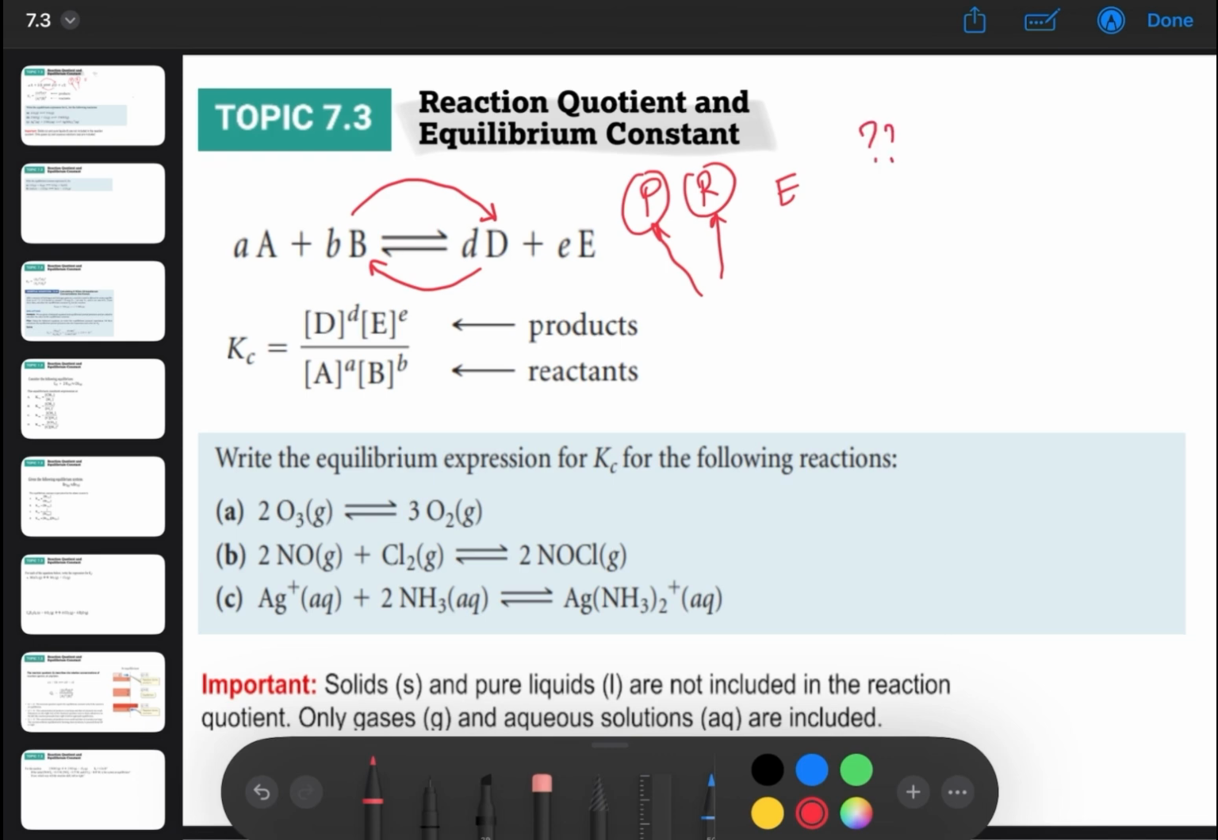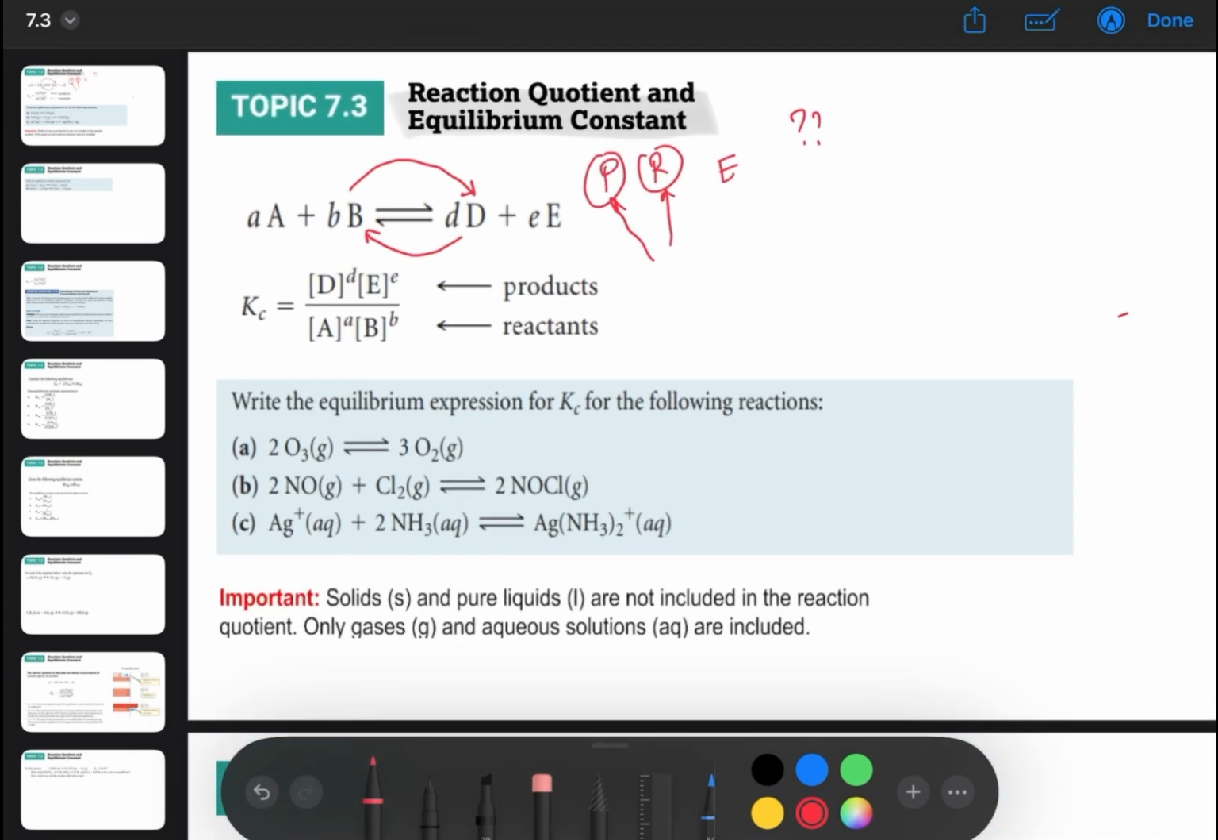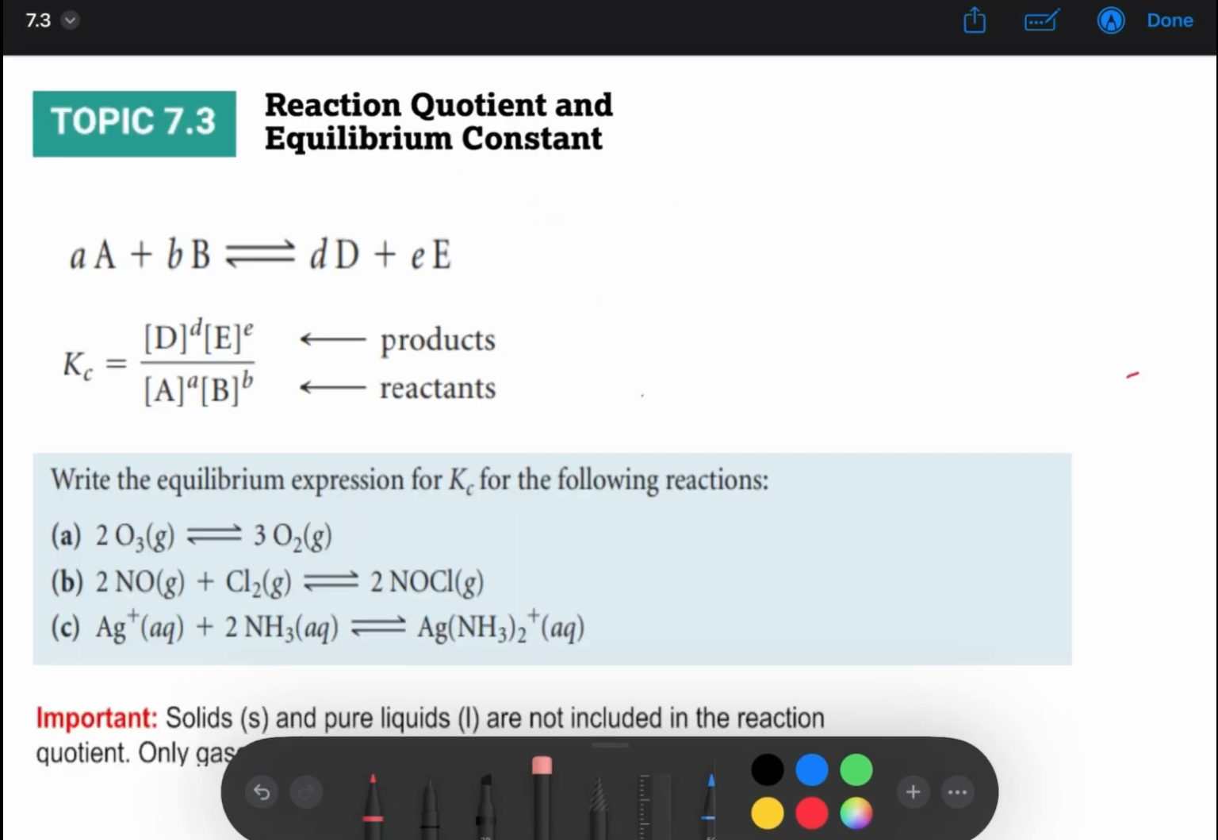There is a beautiful concept called Kc. The Kc represents a ratio of the products over the reactants. So let's have a look at this. We will introduce the equilibrium constant, which is represented by the letter K with a small c. The small c stands for concentration, and K is the equilibrium constant. Kc is equal to the concentration of the products over the concentration of the reactants.